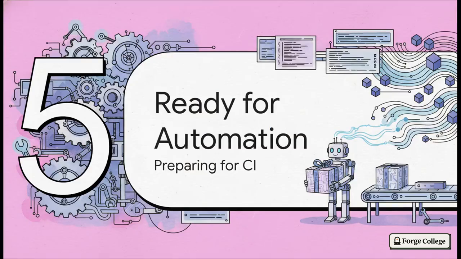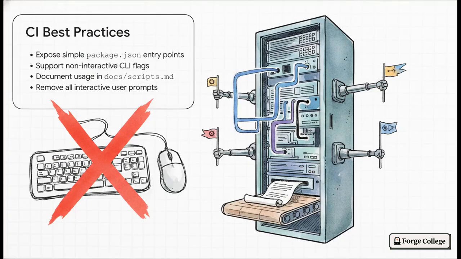And finally, Section 5, ready for automation. You always have to keep in mind that CI environments are just servers. They don't have keyboards, and they certainly don't have a human sitting there to click yes or continue. So your scripts must be fully documented in a Markdown file. They need to expose simple commands right in your package.json, and they have to rely entirely on non-interactive flags, zero interactive user prompts. The whole thing just has to be totally seamless.